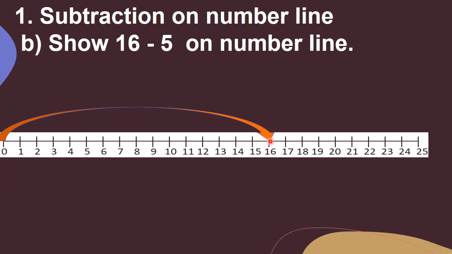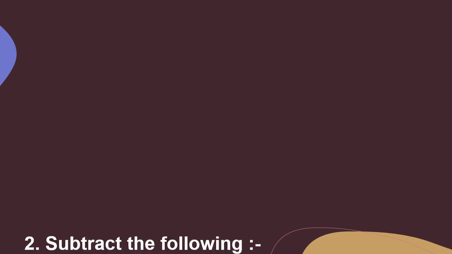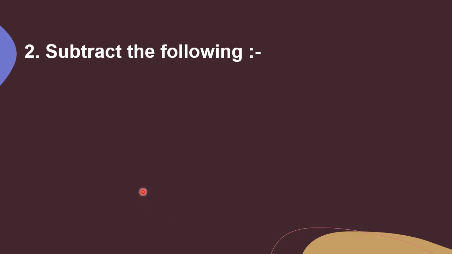Let's start from 16 to 15, one step, 15 to 14, second step, 14 to 13, third, 13 to 12, 4, and 12 to 11, 5. So here we have taken 5 steps backward, and we reached number 11. So our answer is 16 minus 5 is equal to 11. Okay beta. Now the next one is subtract the following.